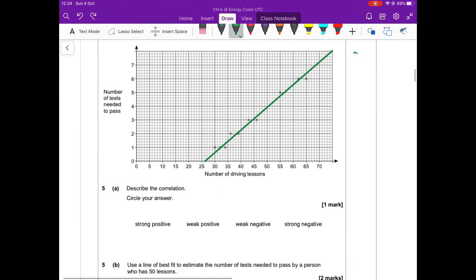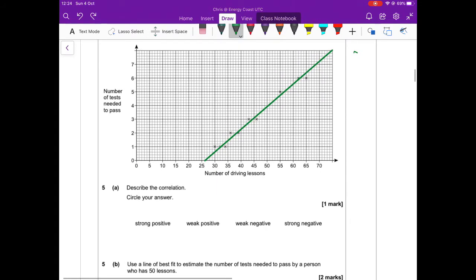Now let's have a look. Describe the correlation: strong positive, weak negative, or strong negative? Positive means that the dots are going up, so it's definitely going to be one of these two. And strong positive basically means that the dots are hugging the line really tightly. If it was just generally going up like this, roughly from bottom left to top right, that's what you call weak positive.